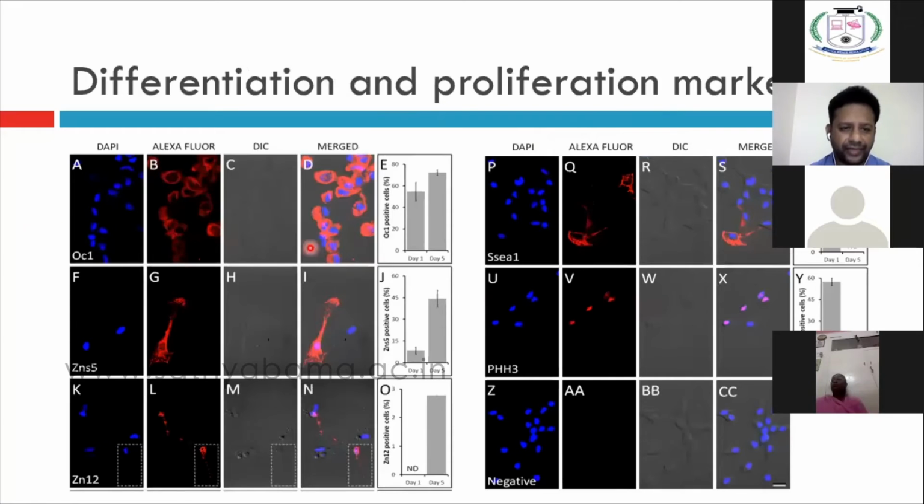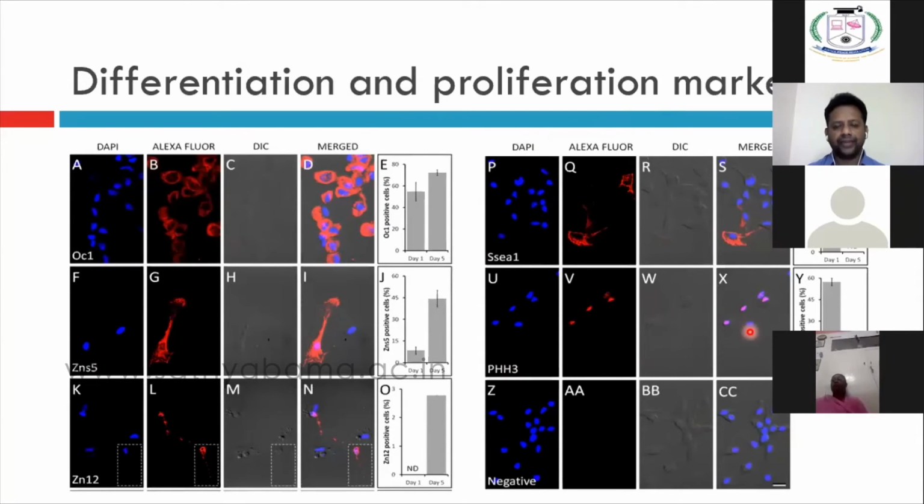Then we confirmed with some specific markers. This is ZNS5, also bone. This is for neuronal, this is an undifferentiated marker, this is a proliferation marker, and this is a negative. You can see that the cells are not highly proliferative. Out of these 5 cells, this cell is not positive.